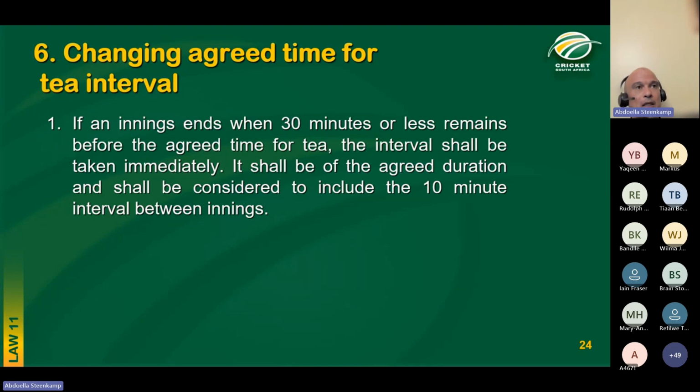Let me give an example to illustrate how this works. Our tea time in our test match is 14:40. At 14:25, South Africa gets dismissed. What happens next? Yes, we'll take tea. Why? 6.1 tells us we need to activate this clause. If an innings ends 30 minutes or less to tea, we take an early tea. So in our example, 14:25 is 15 minutes to go to tea. It is 30 minutes or less. We will now take an early tea.